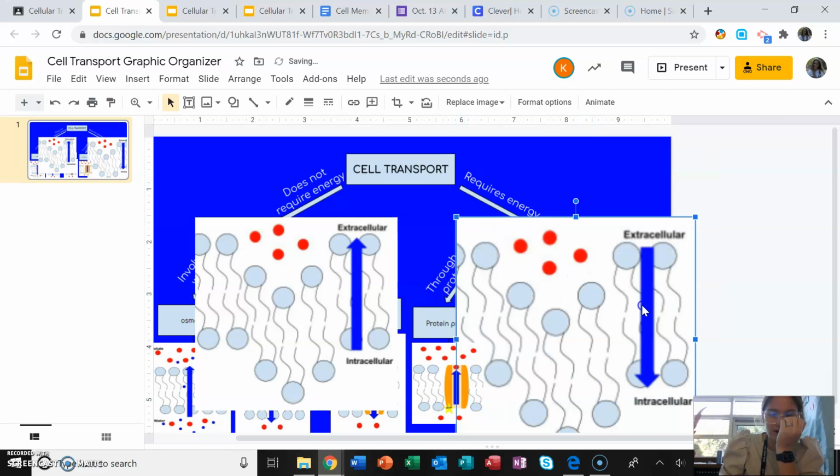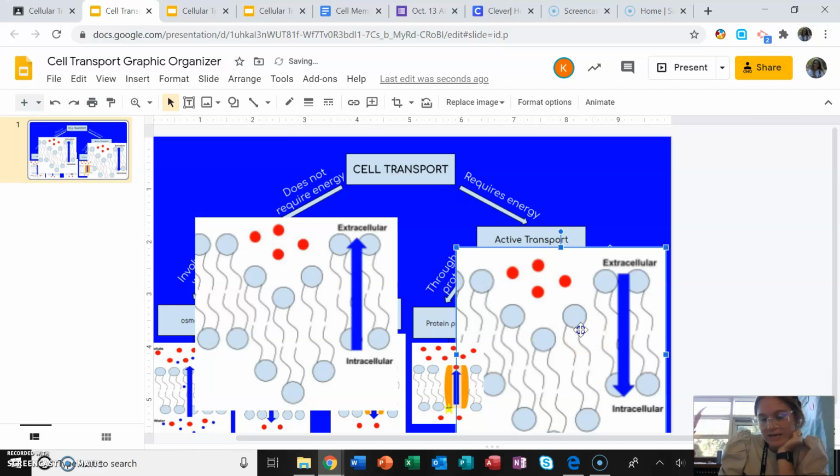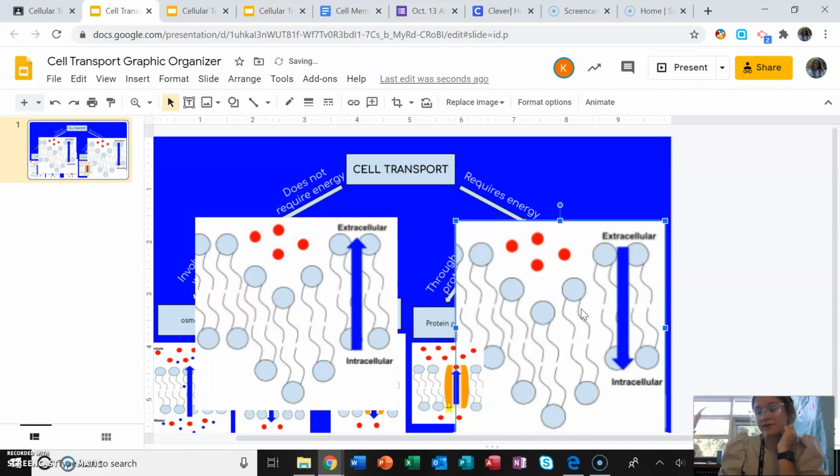I see some words here, extracellular and intracellular. Just as a heads up, extracellular means outside of, while intracellular means inside of the cell, right? So cellular meaning the cell, extra outside, intra inside. Okay, so right away I can take a look at the direction of the arrows and immediately know if those solutes are moving into or out of the cell.